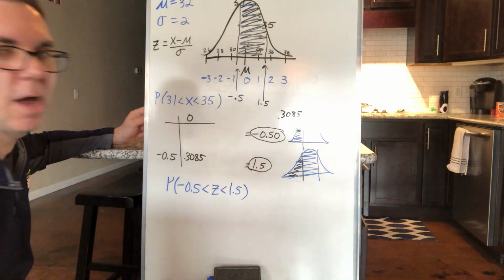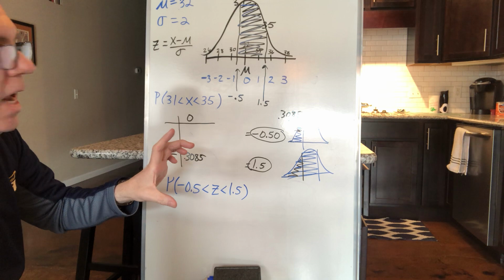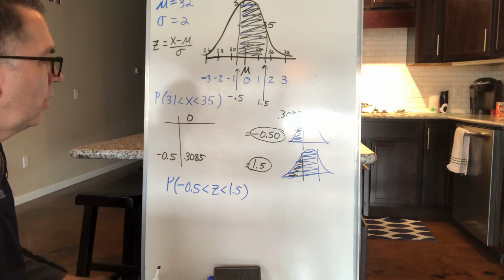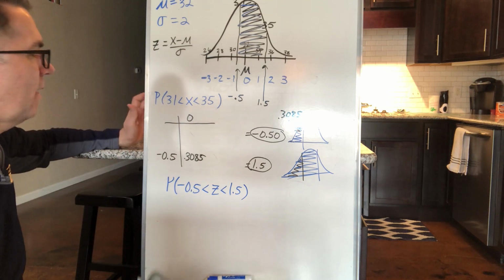0.3085. See if you can do that on your chart. If you forgot your handout, I have it listed in Canvas, but it's also in the back of your book. For my second one, we want to do 1.5.